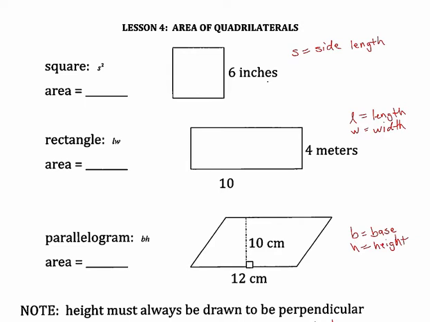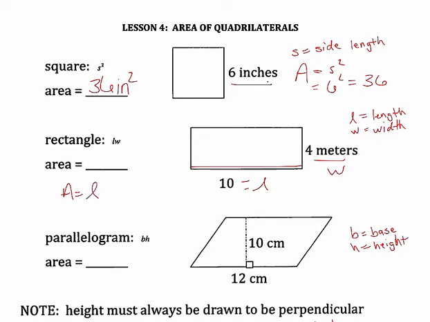So in this first example, my side length is 6, so my area will be equal to side squared, which is equal to 6 squared, which is 36. Now we should be specific in the measurements we're talking about. Since it was a 6-inch side, we would say this is 36 inches squared. Rectangle, again, you're probably familiar with. The length of this rectangle would be 10. The width would be 4. So the area is going to equal the length times the width, or 10 times 4, which is 40. So we would say this has an area of 40 meters squared.